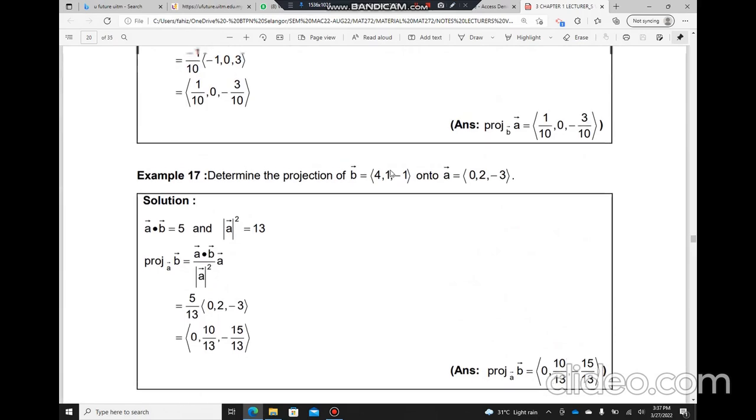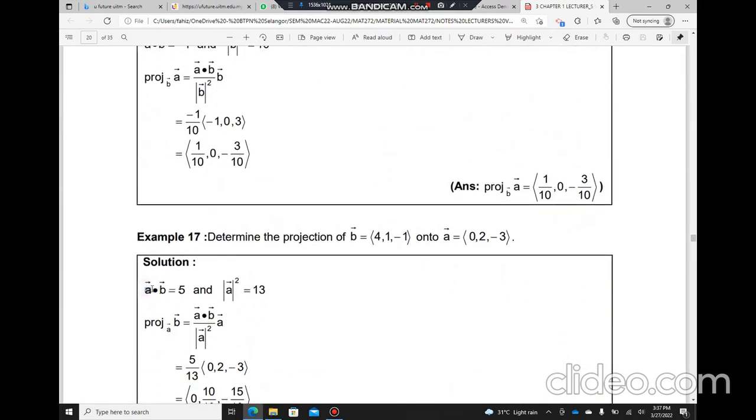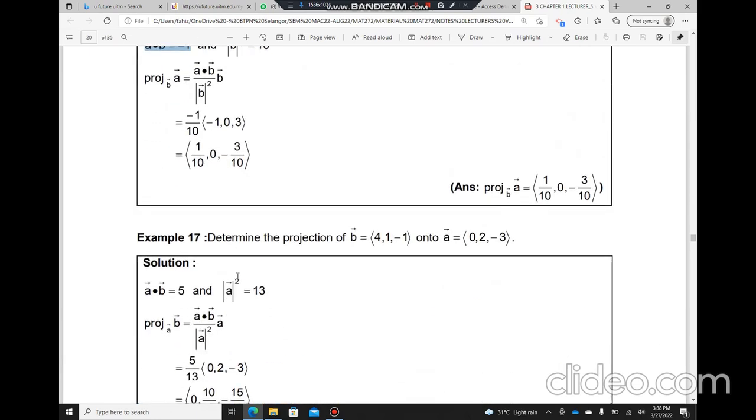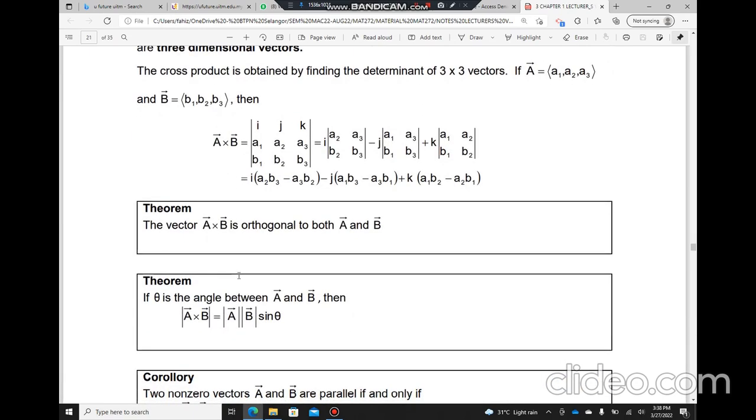Sebab kalau awak tengok dekat sini, nampak tak, bila A dot B, dia akan dapat skala. A dot B equals to 5. A dot B equals to negative 1. So dia just dapat skala. Okay, then yang ni saya tunjuk macam mana nak kira cross product.